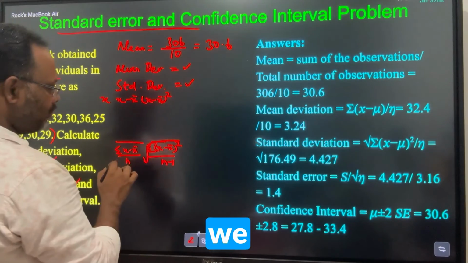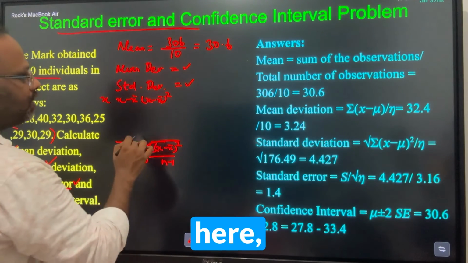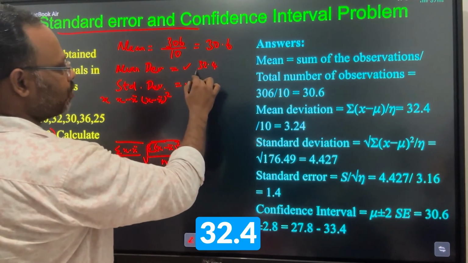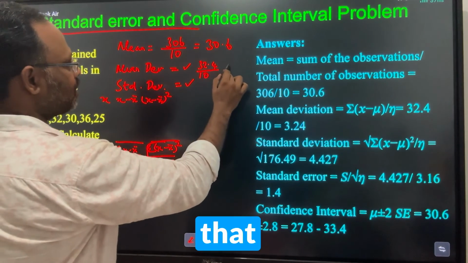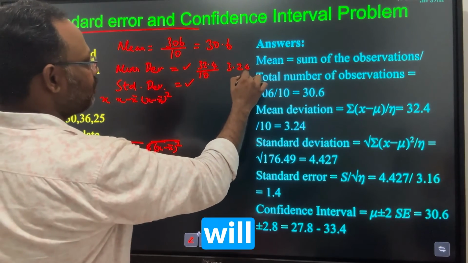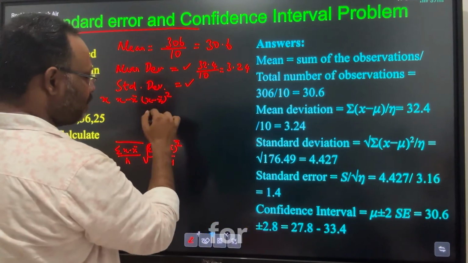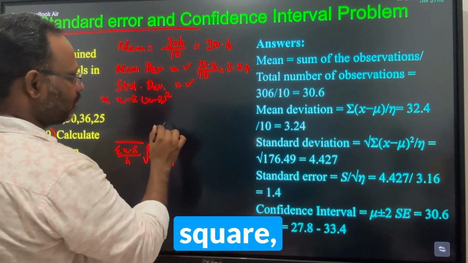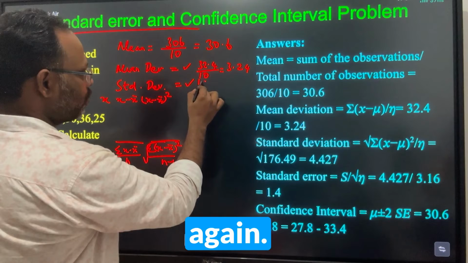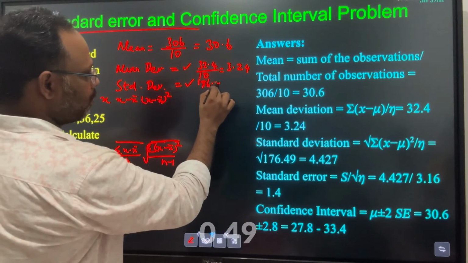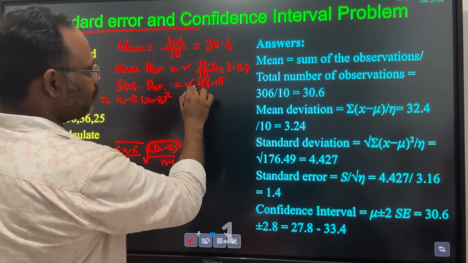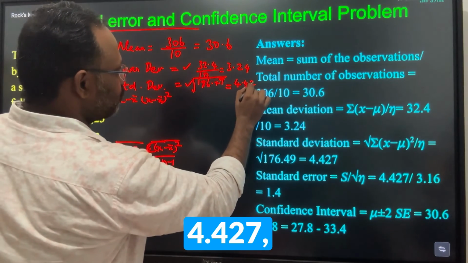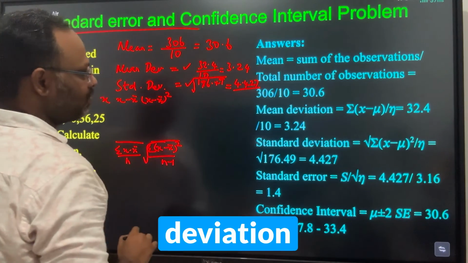In the same way, if we make a table and put the values here, it will be 32.4 divided by 10. So 3.24 will be the mean deviation. Again, for standard deviation, sigma x minus x bar the whole square will be 176.49, root of 176.49 will be 4.427. So that is the standard deviation here.